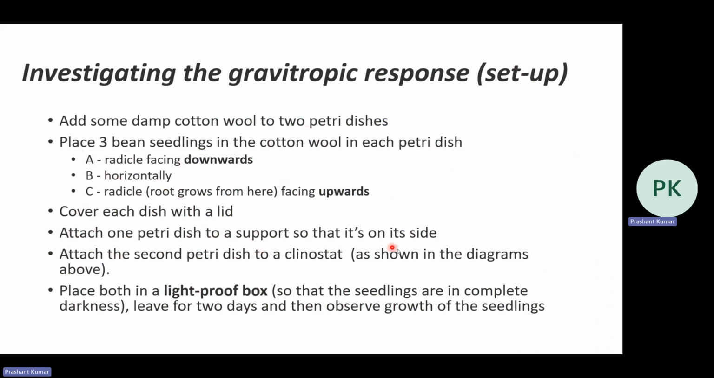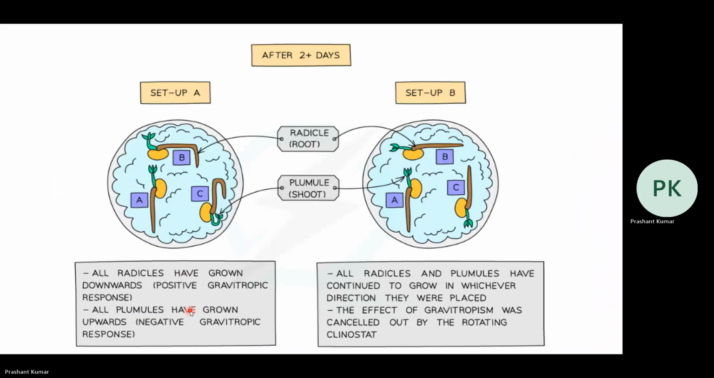Attach one petri dish to a support. Attach a second petri dish to a clinostat so that we can maintain the movement, both placed in a light-proof box. After 48 hours, the result is that all radicles have grown downward. You can see that is positive geotropism. And all the plumules, the plumule is this one, the green color, are going up. That is negative geotropism, right?